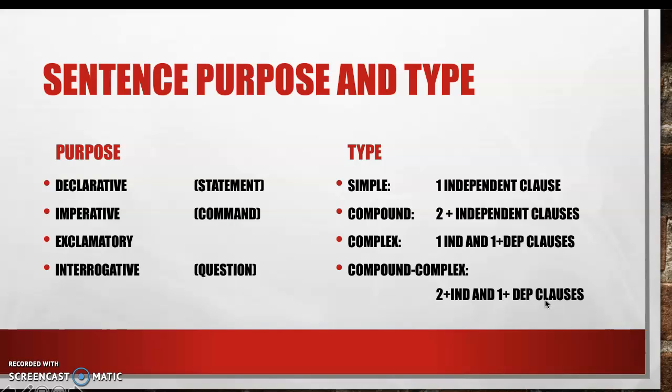All right, so for your DGP, you need to figure out what the purpose is and what the type is. And you ought to be able to do that at this stage of the game because you know how many clauses there are and whether or not those clauses are independent and dependent. I hope this video has helped you with day 3 of your DGP, finding and labeling independent and dependent clauses and finding sentence purpose and type.